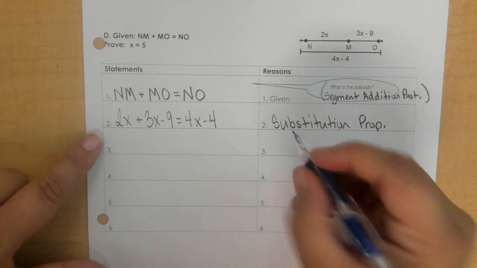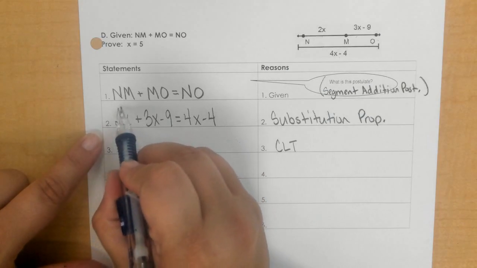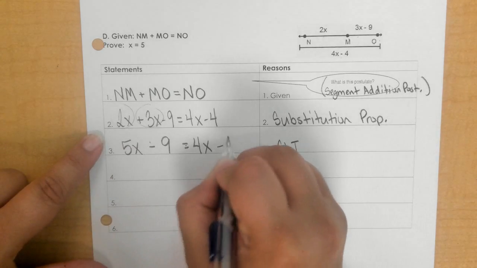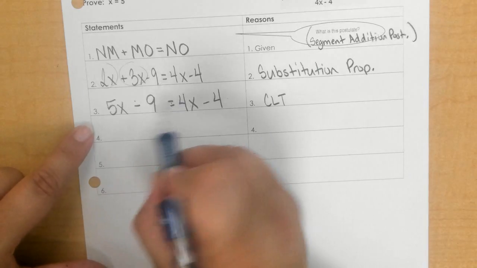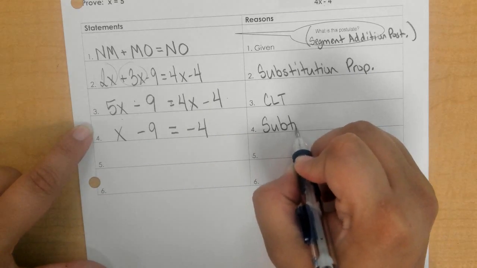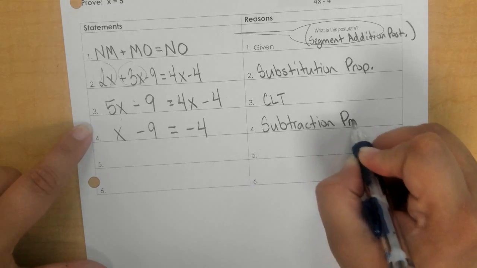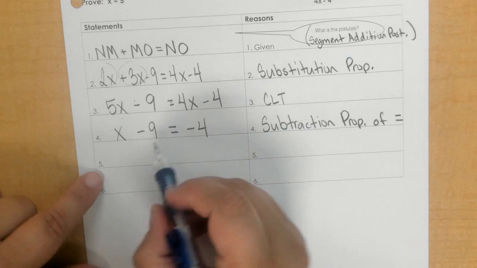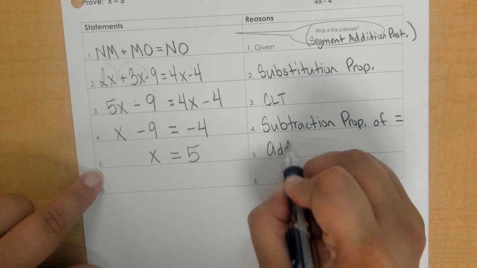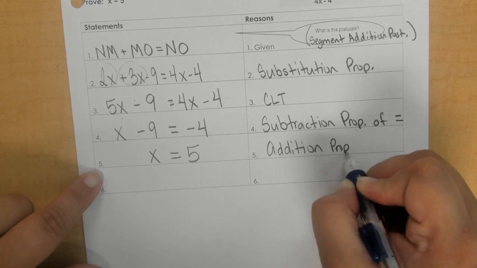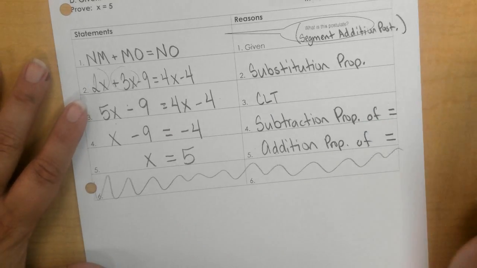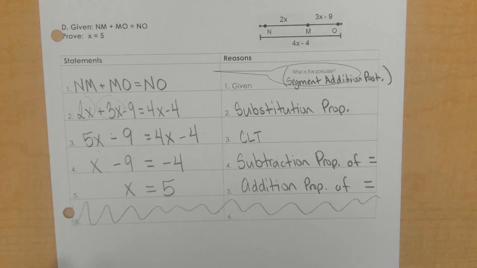Then we need to combine like terms, or you can say simplify. So 2x plus 3x is 5x minus 9 equals 4x minus 4. Then I would subtract 4x and get x, so that's the subtraction property. Then I would add 9 to both sides, and that would give me 5. In this case, we didn't need the last row, which is okay. So that is it for the notes.